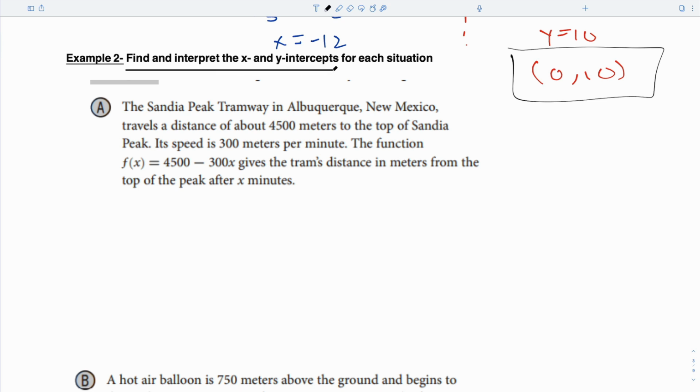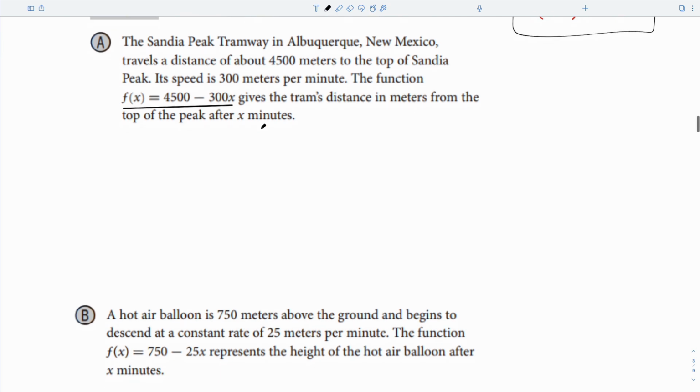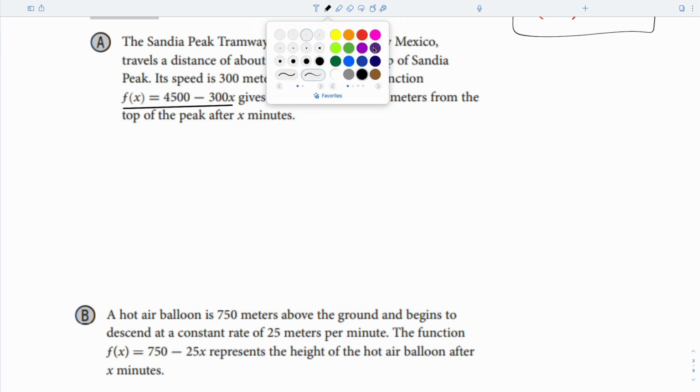Our instructions are to find and interpret, meaning we're going to give them 1 or 2 sentences about the x and the y-intercept for the situation. And they're kind of giving us this, which is easier. You'll have problems on the test that don't actually give you the function. You'll need to sort through what they tell you in the word problem and come up with what is the y-intercept, or the b value, if you plug this into slope-intercept form. What's your slope? Okay. Let's plug it in and get the x-intercept first.